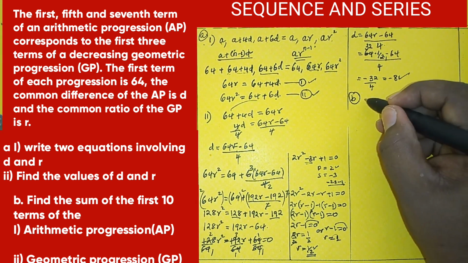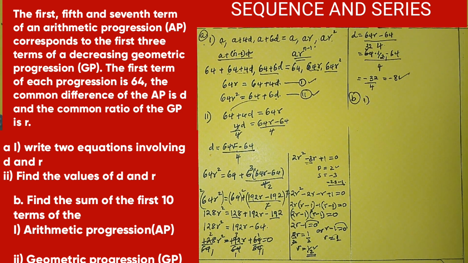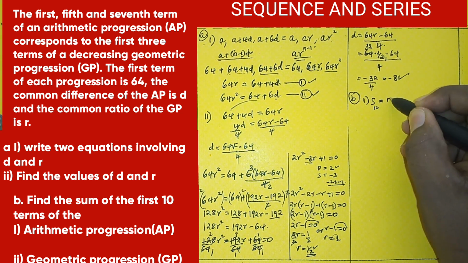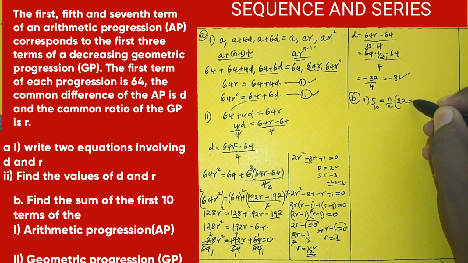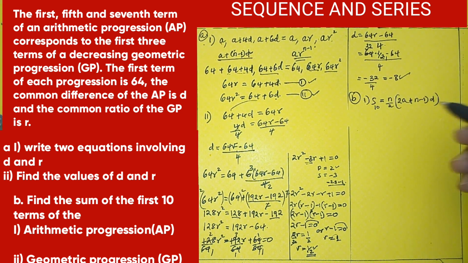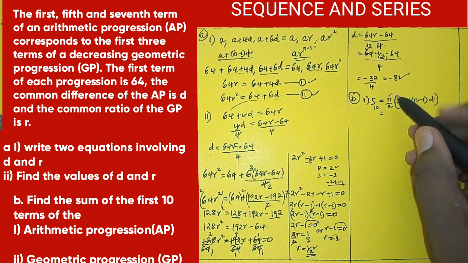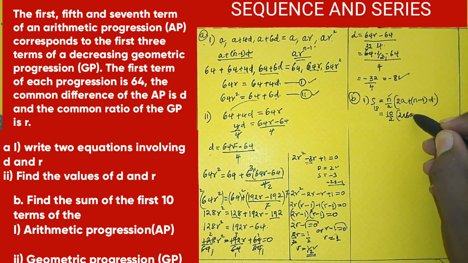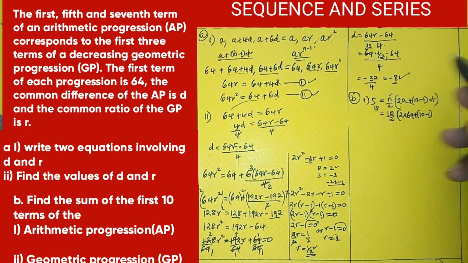Now we move to part b of the question, Roman 1. They are asking to find the sum of the first 10 terms of the arithmetic progression. The formula for finding the sum of an AP is: the sum of the first n terms equals n all over 2 into bracket 2a plus n minus 1 times d, where n is the number of terms, a is the first term, and d is the common difference, which is negative 8. They are asking for the first 10 terms, so we say 10 all over 2 into bracket 2 times a, which is 64, plus n, which is 10 minus 1, times d, and d here is negative 8.